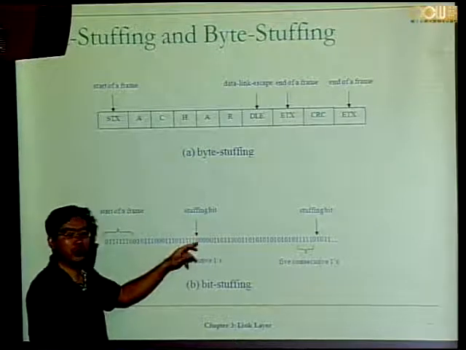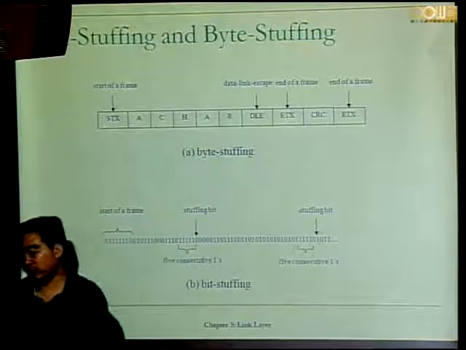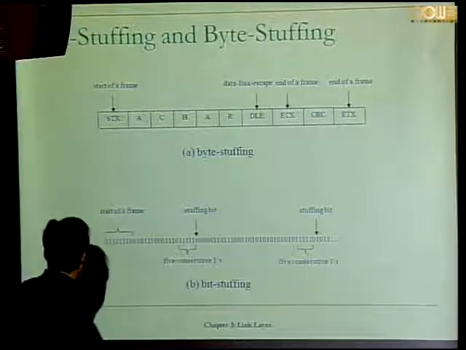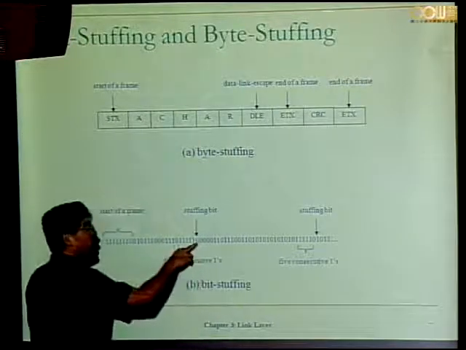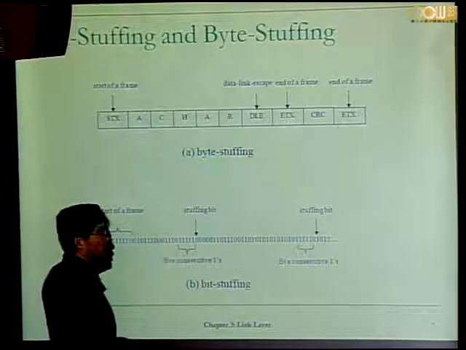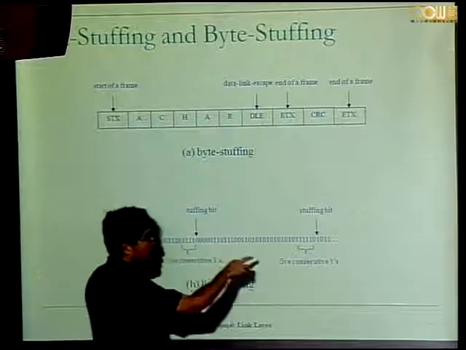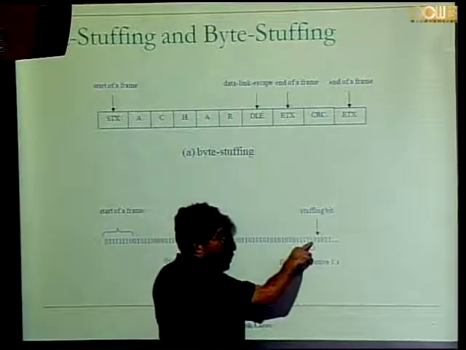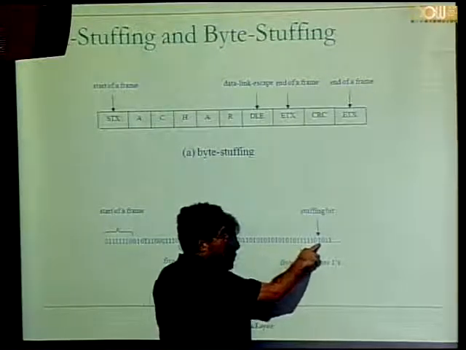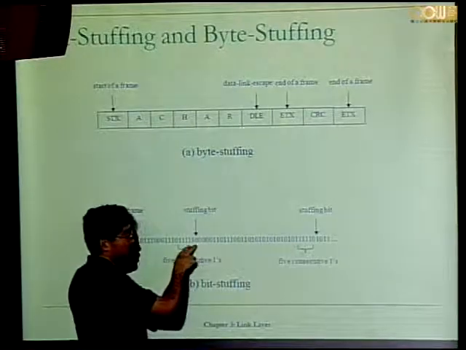You don't care what's next, whether the next bit pattern is 0 or 1. If it's 1, then it has a potential that the data has a special bit pattern inside the data. So immediately after seeing 5 consecutive ones, I put a 0 here. And here the same. If I see 5 consecutive ones, I put a 0. So here these two cases differ.